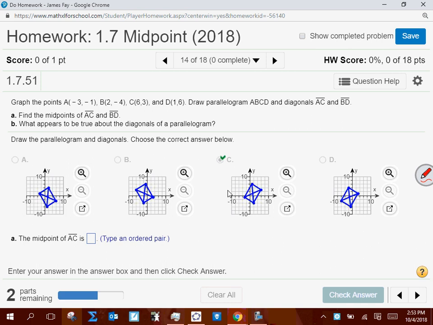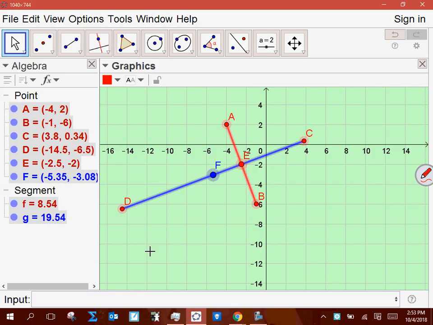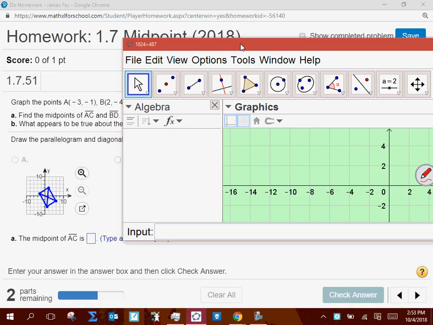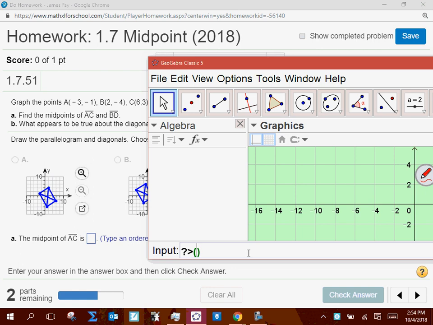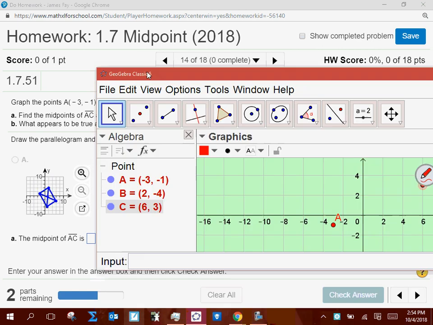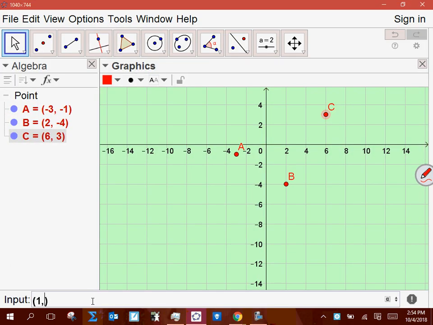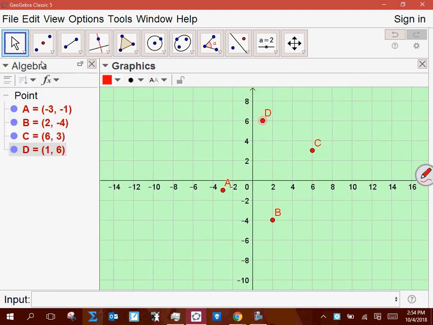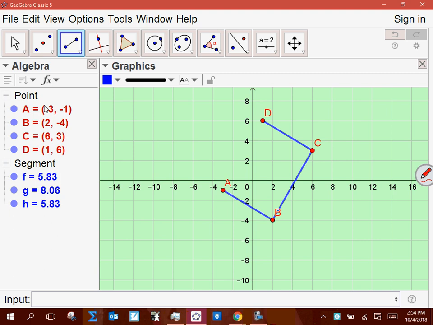So I'm going to do this in GeoGebra so we can look at the picture a little bit better. So we've got the points -3, -1, 2, -4, 6, 3, 1, 6. All right, so they say that these are the vertices for a parallelogram. Hopefully you guys know what that is. We'll talk about it at some point in this course. But both pairs of opposite sides are parallel, okay?